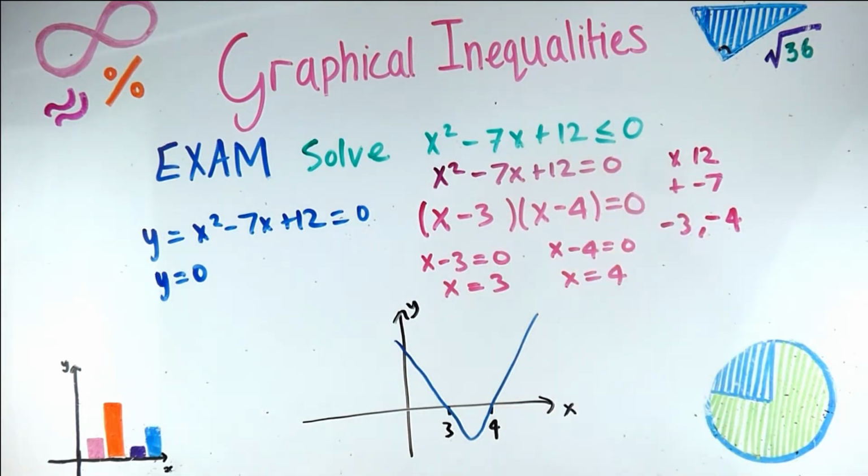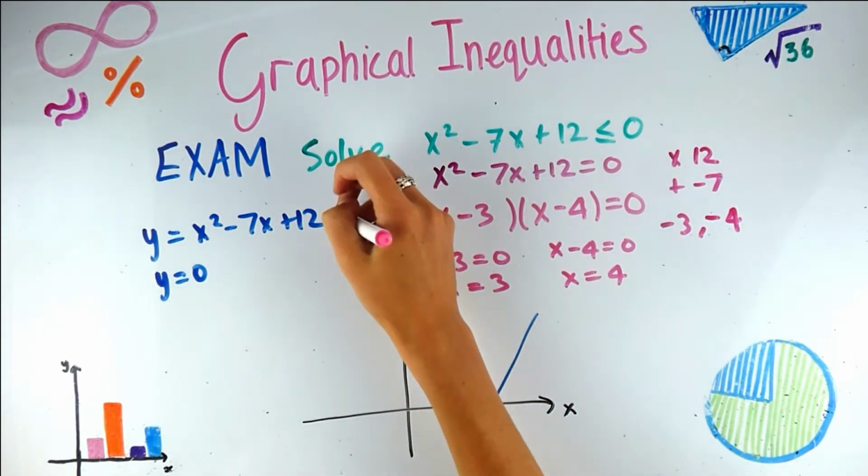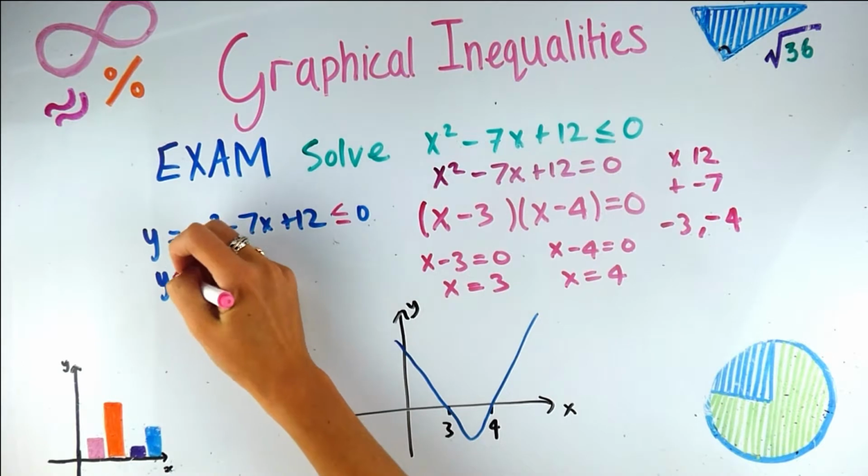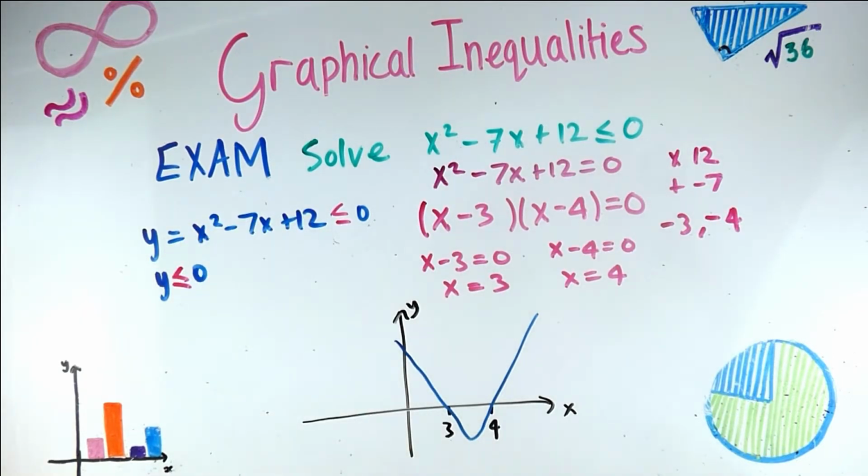asking for? This is the part where you actually start to consider the inequality. It said less than or equal to 0. So basically it's saying when y on our graph is less than or equal to 0. Again, we know y is less than or equal to 0 when the values go below this line here. So in our sketch, that's those values there.